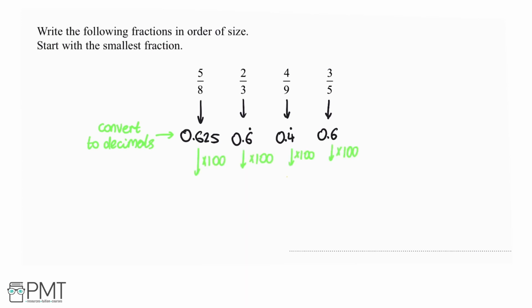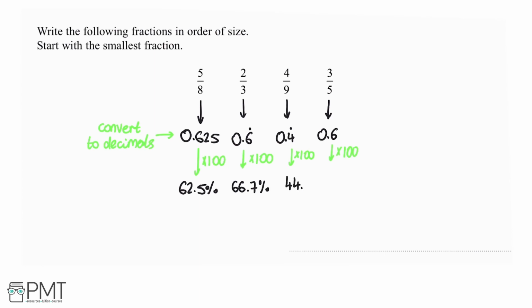So to do that, if we multiply a decimal by 100, and I'm going to keep everything to 1 decimal place, we're going to have 62.5. Now for the next one, we've got 0.6 recurring. So if I multiply that by 100, I get 66.6 recurring. So if I round that to one decimal place, we're going to get 66.7. Same for this one, I'm going to get 44.